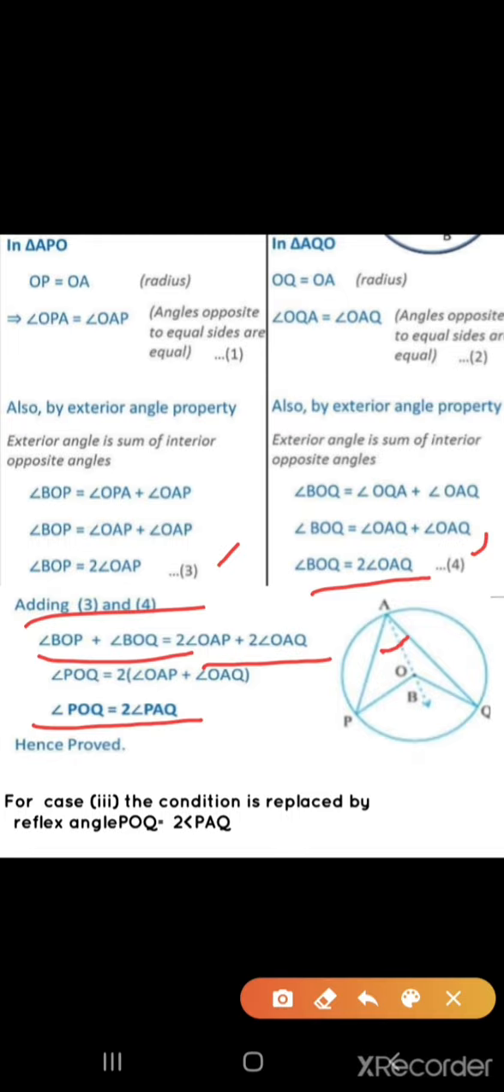Hence we proved. The only special thing is in case number 3, that is the major arc, when PQ is major, the condition is replaced. This condition can be replaced as reflex angle POQ equal to 2 times angle PAQ. This is the proof of theorem 10.8.